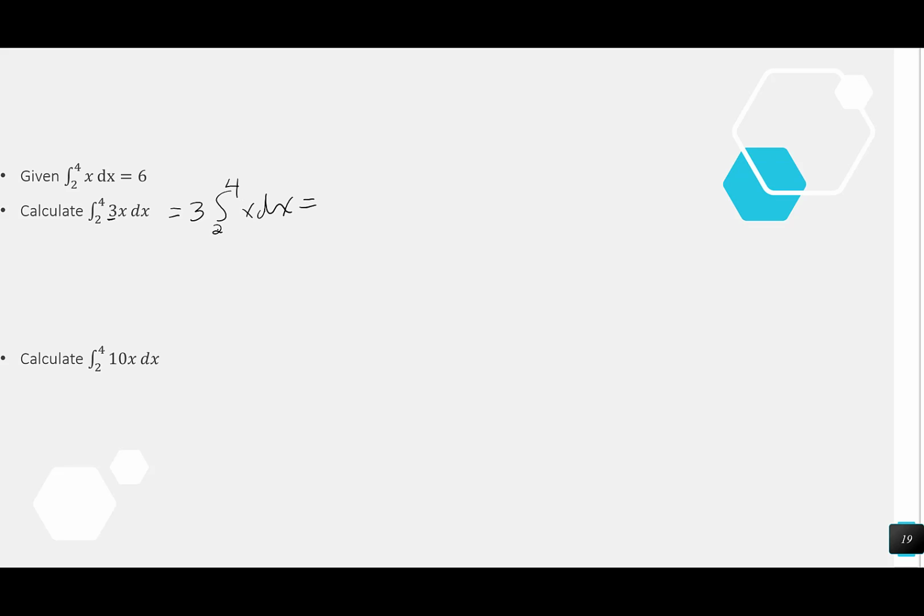And if I know the integral from 2 to 4 of x dx is 6, I can write it as 6, put the 3 out front, 3 times 6 is 18. Same thing, if I go 2 to 4 of 10x dx, take the 10 out, integral from 2 to 4 of x dx says this is 10 times 6, which is 60.